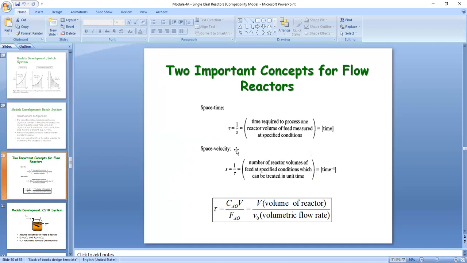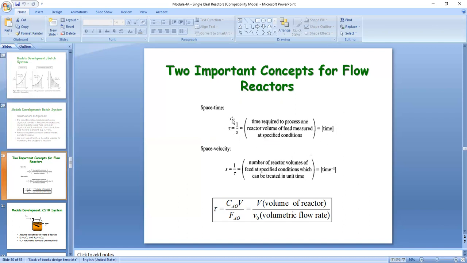Now, how do we define these two important characteristics of flow reactors or flow systems? When we speak of tau, it's the time required to process one reactor volume of feed measured at specified condition. How long will it take for your reactor to process one reactor volume of feed at specified condition? That is your tau, or we call it the space-time. It has, of course, the unit of time.